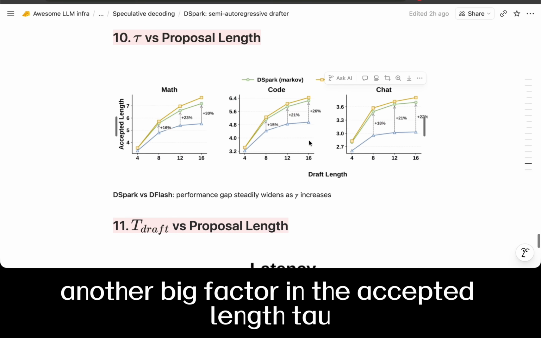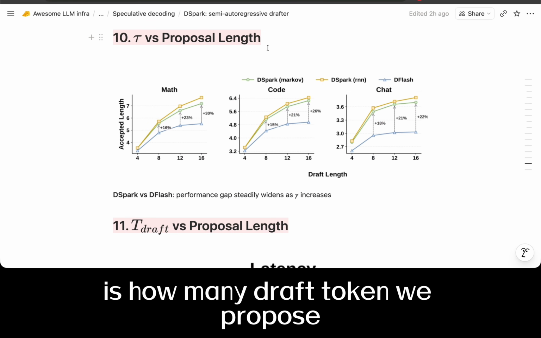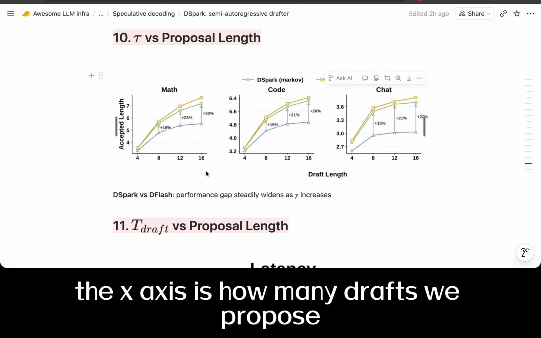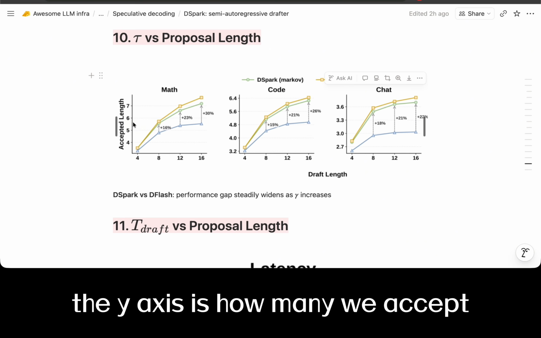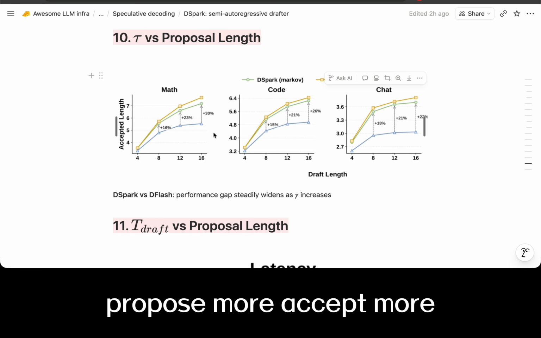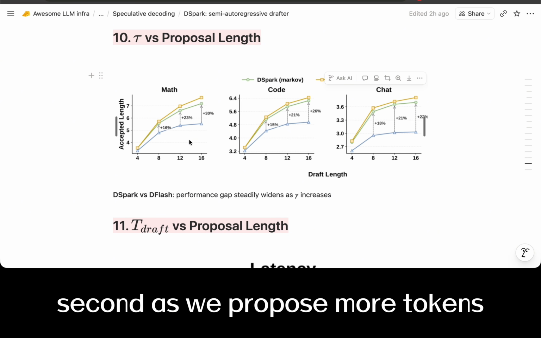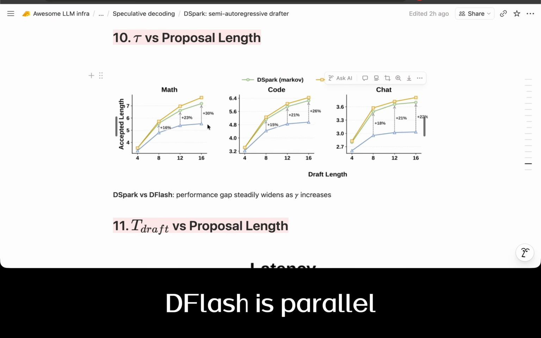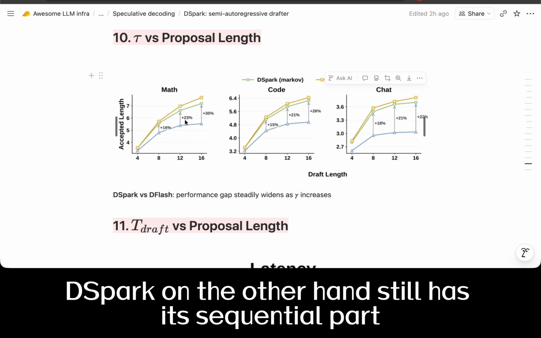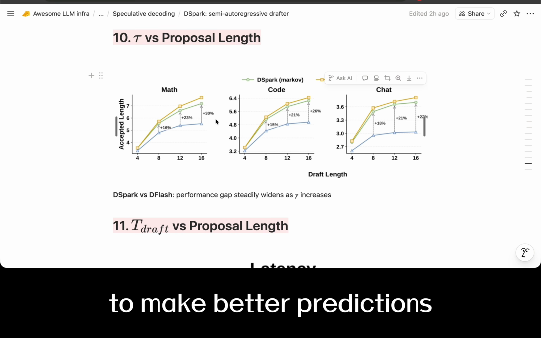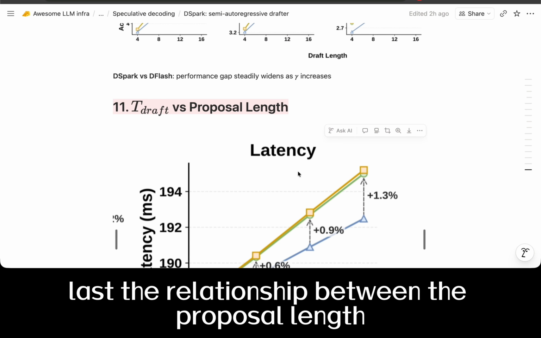Another big factor in the accepted length tau is how many draft tokens we propose, or the proposal length. Here are 3 plots. The x-axis is how many drafts we propose, the y-axis is how many we accept. First, unsurprisingly, every curve is monotonically increasing. Propose more, accept more. Second, as we propose more tokens, the gap between DSpark and DFlash widens. That makes sense. DFlash is parallel, so the further into the block it goes, the harder it gets. DSpark, on the other hand, still has its sequential part, so it can lean on the early tokens to make better predictions.